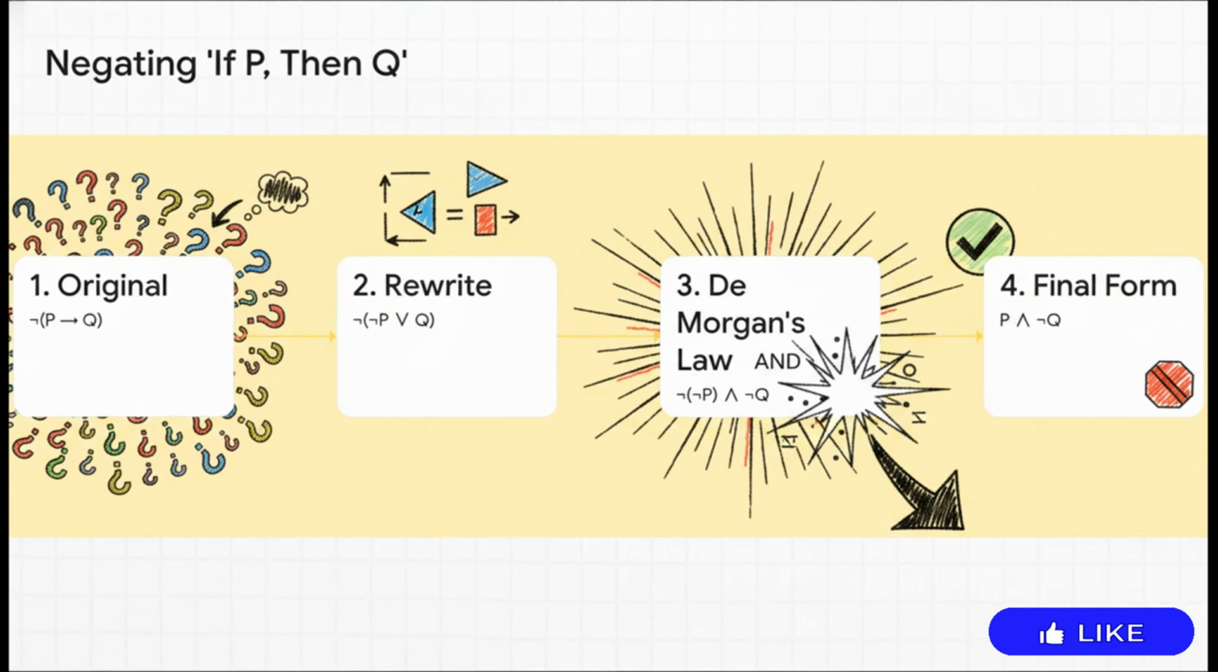This slide just walks us through the whole process. We start with trying to negate "if P then Q." First, we do our little rewrite trick, turning it into the negation of "not P or Q." Then we bring in De Morgan's law. The negation outside flips the "or" to an "and" and negates both pieces. That double negative on the P just cancels itself out, and look what we're left with: P and not Q. So the opposite of "if P then Q" is simply "P happens but Q doesn't." It's a really elegant little transformation.